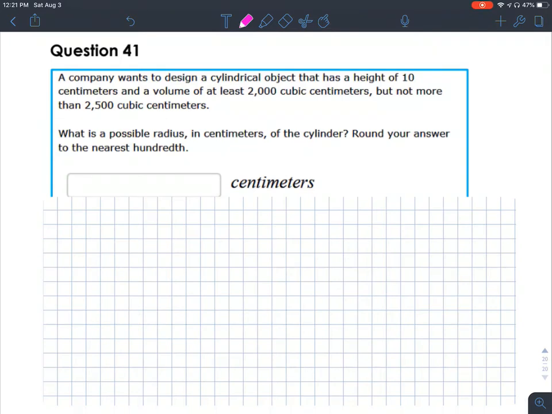You can certainly use guess and check, throw a number in, see if it works, continue. Let's start out with the volume of a cylinder. Volume of any right prism is the area of the base times the height. Well, the base is a circle, and the area of a circle is pi r squared. So here's what we know. We don't know what the radius is. We do know the height is 10.